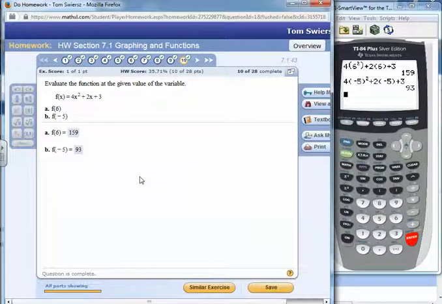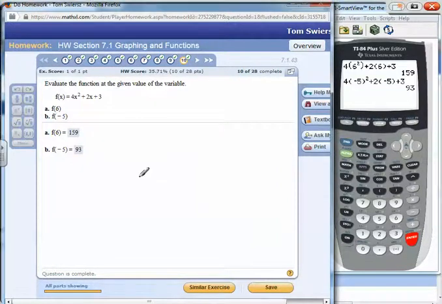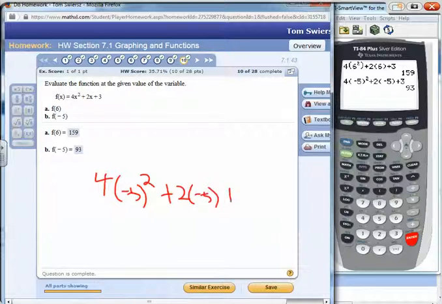All right. And, well, again, in this one for the negative 5, you can do 4 times negative 5 squared plus 2 times negative 5 plus 3. Negative 5 squared is 25. 4 times 25 is 100 plus negative 10 plus 3. 100 plus negative 10 is 90. 90 plus 3 is 93, which is our same correct answer.